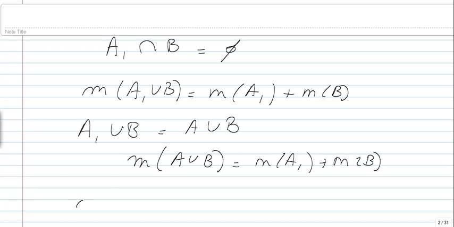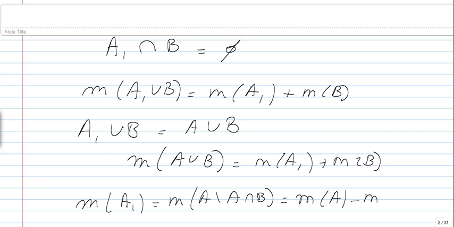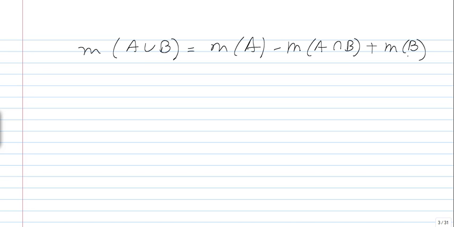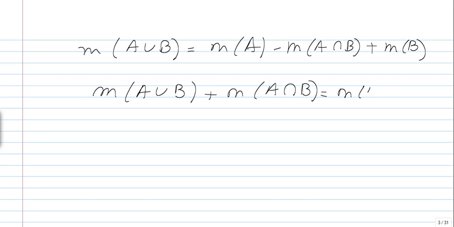And finally, what is the measure of A1? This is the measure of A minus A intersect B, and that is equal to the measure of A minus the measure of A intersect B. Therefore, the measure of A union B is equal to the measure of A minus the measure of A intersect B plus the measure of B, which implies that the measure of A union B plus the measure of A intersect B is equal to the measure of A plus the measure of B.